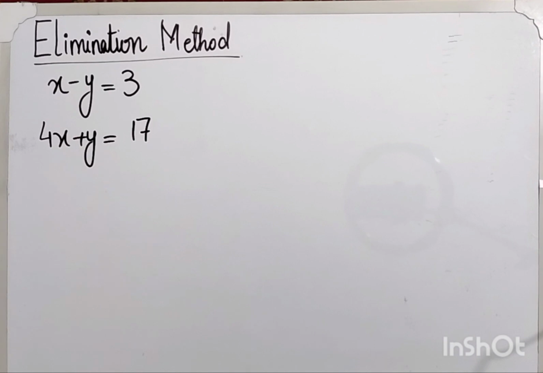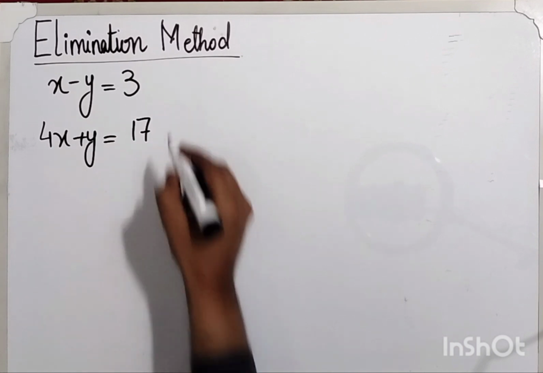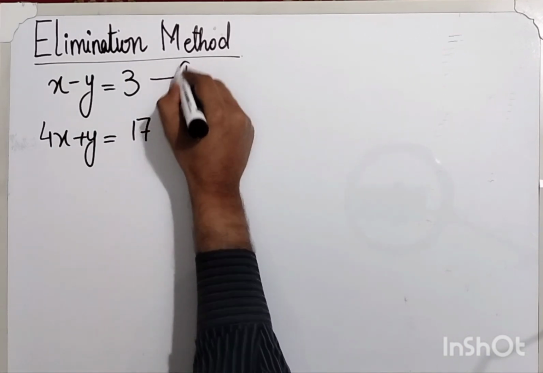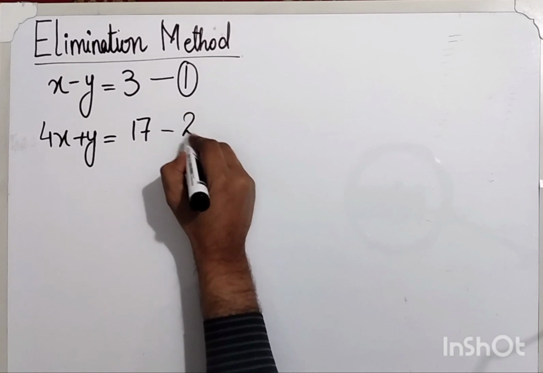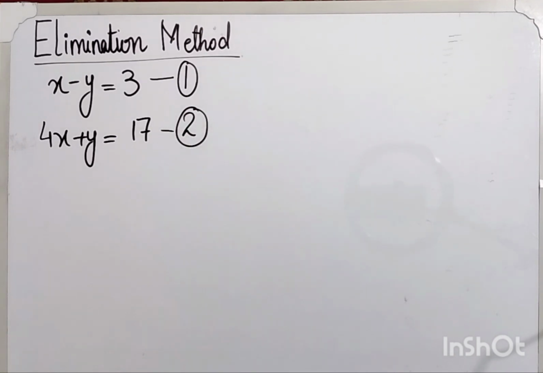Today we are going to learn the method known as the elimination method for solving simultaneous linear equations. We have simultaneous equations given as x minus y equals 3 and 4x plus y equals 17. I'm going to name this as equation number 1 and this as equation number 2. As the method's name suggests, we are going to eliminate something from it.